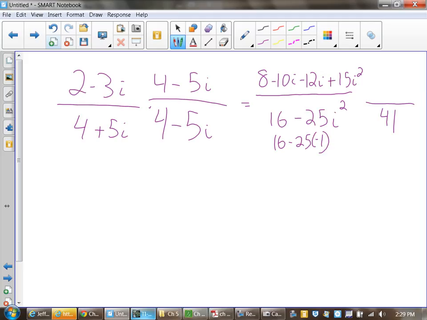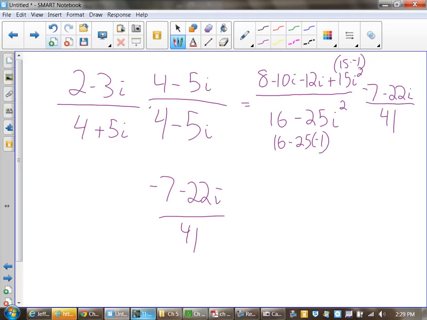That positive 15i squared can then be rewritten as what? Negative 15, very good. So I have 8 minus 15, negative 10 and negative 12, negative 22, and there's my answer. Why are you allowed to subtract? Remember, this 15i squared is 15 times negative 1. So I have 8 minus 15. In this case, my final answer was negative 7 minus 22i over 41. There's nothing between all three of those terms that I can simplify out.